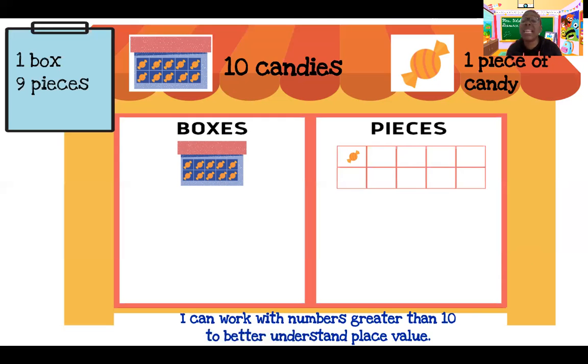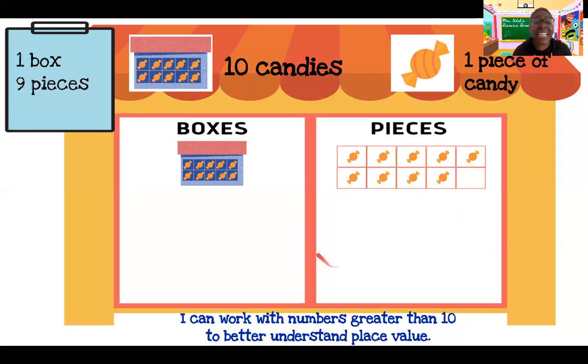All right, guys, well, let's start on our pieces. How many do we need? That's right, we need 9 pieces. 1, 2, 3, 4, 5, 6, 7, 8, 9. Awesome. So what we need to do now is we need to count up all of the candy to figure out exactly how many pieces our customer ordered.